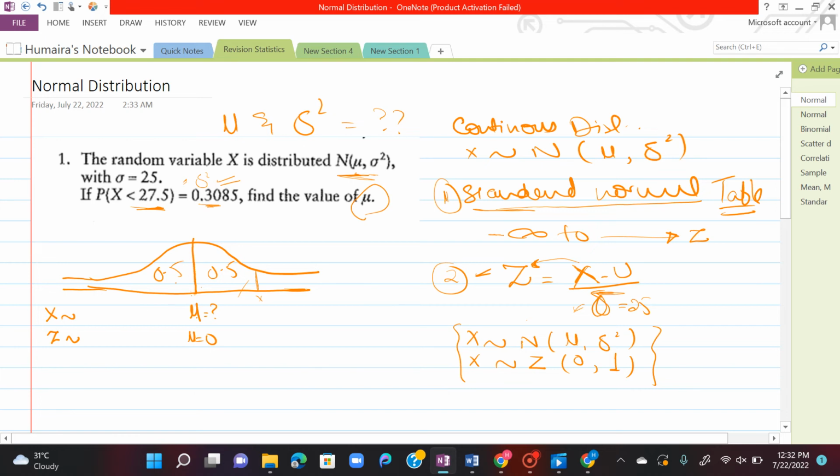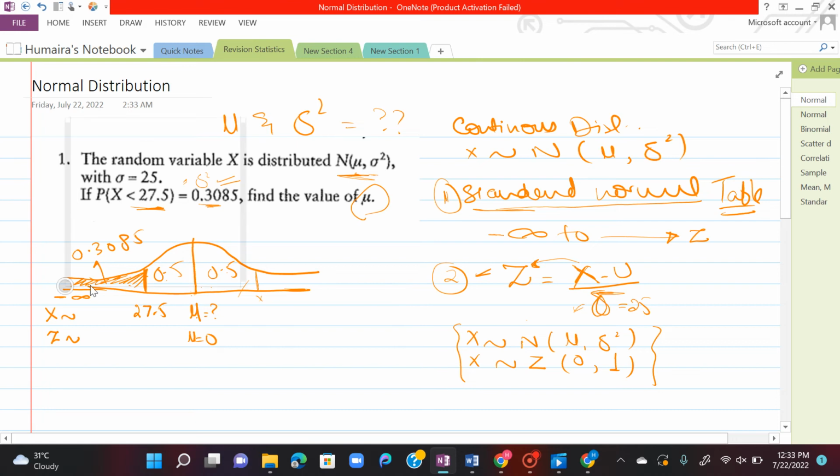Now use your common sense. If the whole half is 0.5, this part could be anything, maybe 0.1, 0.2, 0.3, whatever. But when I sum up from minus infinity to this value, is it going to be equal to 0.3? No, it's going to be more than 0.5. So definitely x is somewhere over here, which is 27.5. Only then can I justify that the left hand side area is 0.3085, because 0.3085 is less than 0.5.